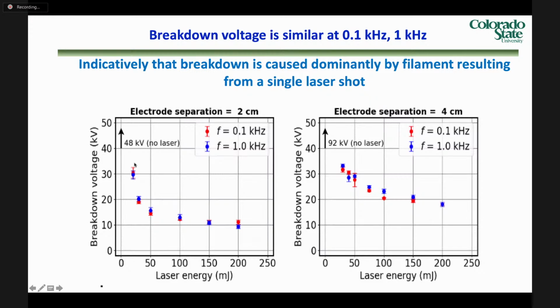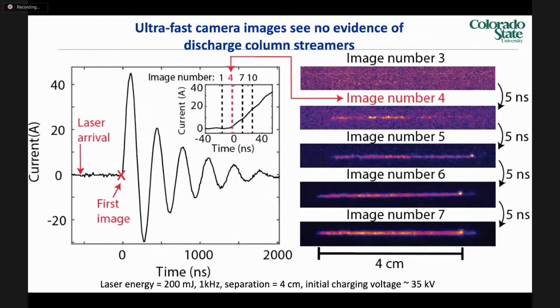What you see here is breakdown voltage as a function of the energy of the laser that generates the filament, and you can see that the results at 100 hertz and 1 kilohertz are basically within the error bars. Same thing for a 4 centimeter discharge or a 2 centimeter discharge. So we continue studying other aspects of the physics of these laser-guided discharges. And as you know, many electrical discharges start with the formation of a streamer, like, for example, atmospheric lightning.